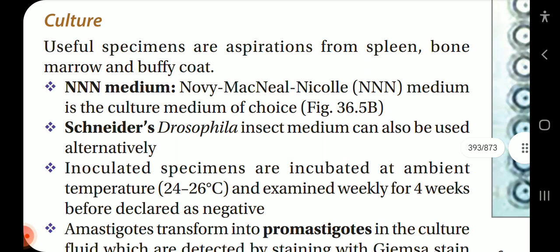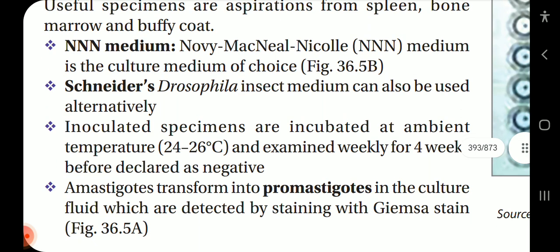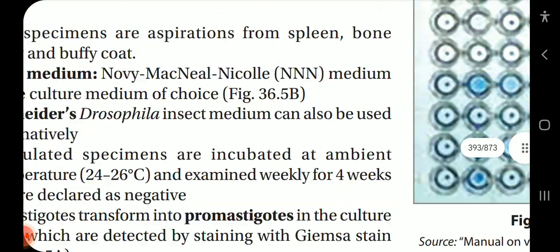Culture: useful specimens are aspirations from spleen, bone marrow, and buffy coat. Triple N medium, Novy, MacNeal, and Nicolle medium is the culture medium of choice. Schneider's Drosophila insect medium can also be used alternatively. Inoculated specimens are incubated at ambient temperature, 24 to 26 degrees Celsius, and examined weekly for 4 weeks before declared as negative. Amastigotes transform into promastigotes in the culture fluid, which are detected by staining with Giemsa stain.